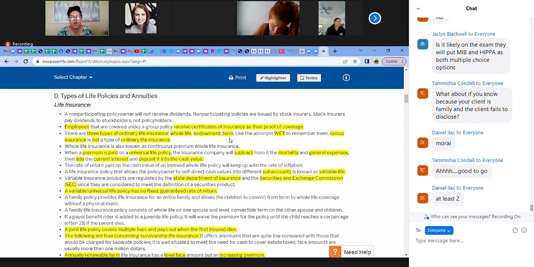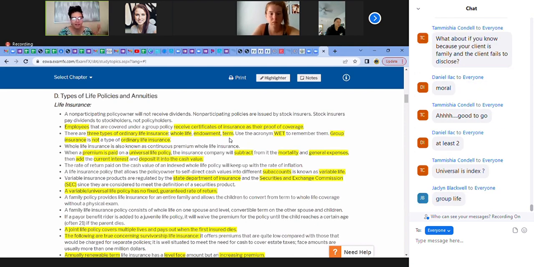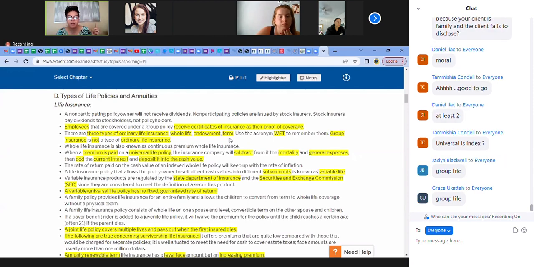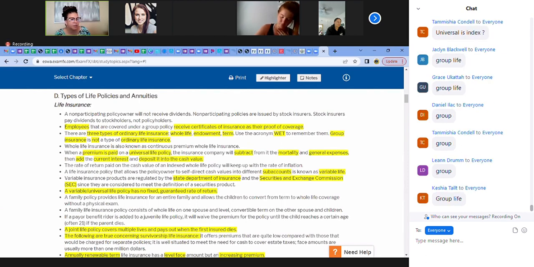All of the following are types of ordinary life insurance, except term, endowment, group life, or whole life. Let's see what we got. I see group.